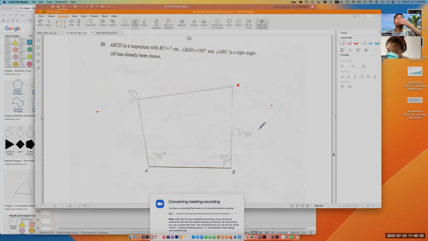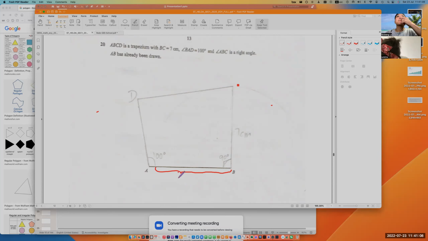How do you split? AB is already drawn. I think you can use your ruler. What's the length of AB? AB is 7.4 cm. Okay, good.